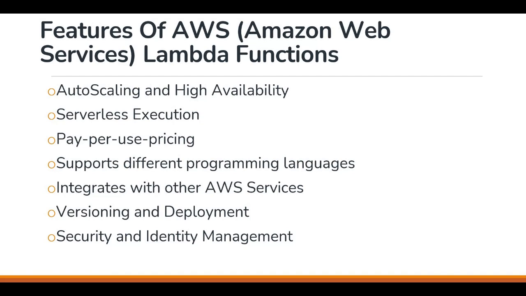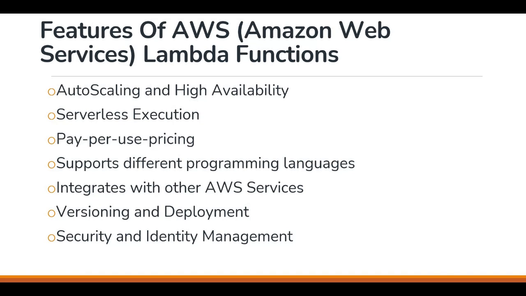Next is pay-per-use pricing. AWS will charge you only for the time the compute engine was active, and the bill is based on the time taken to execute the code. The next is support for different programming languages. AWS Lambda functions support multiple languages. You can build functions with the language of your convenience. For example, it supports Python, Node.js, Java, PowerShell, etc.